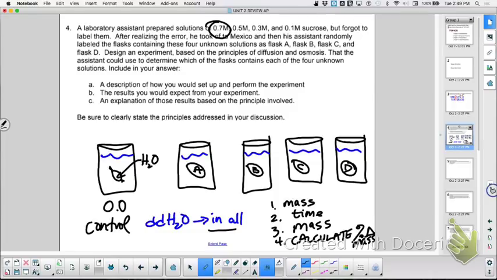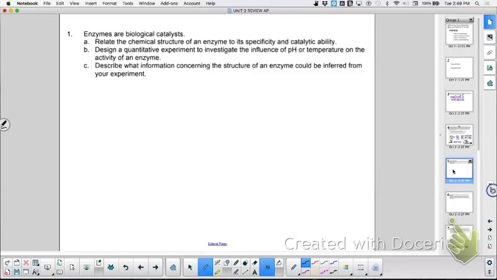Just checking. Okay. Next, look at your next question. Okay? Enzymes are, oh, thank you. Enzymes are biological catalysts. Biological catalysts. What does that mean?